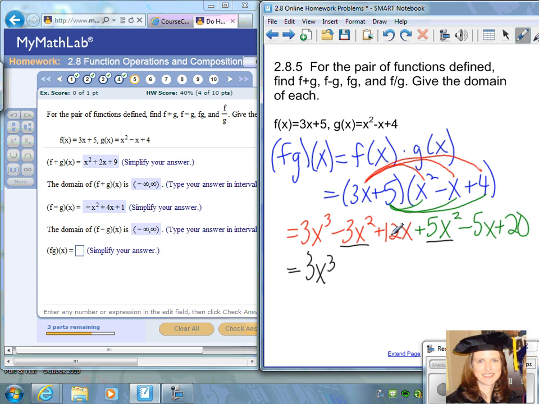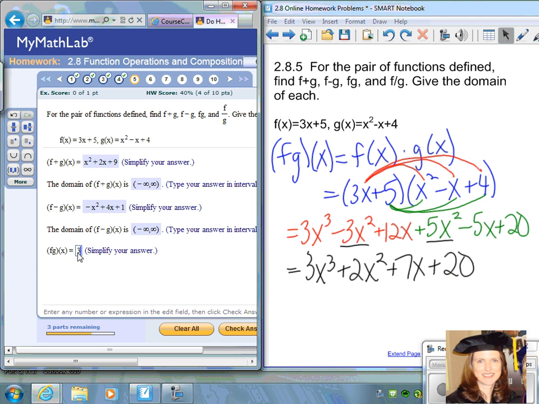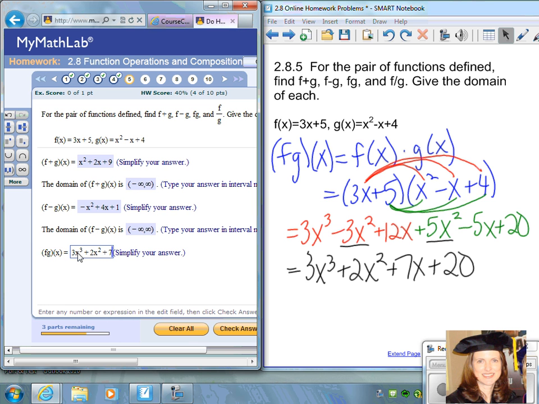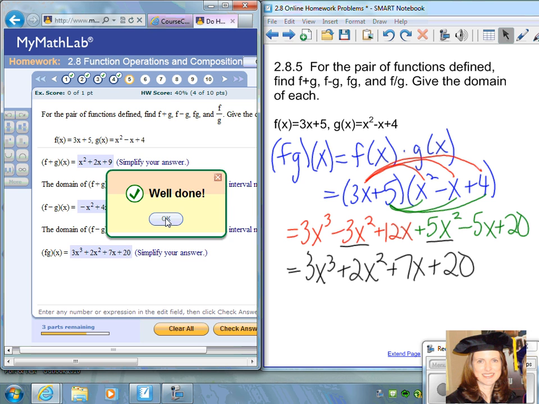We're going to combine like terms to get 3x to the third, and then the two terms that have an x squared in them, negative 3x squared and a positive 5x squared, is a positive 2x squared. The 12x and minus 5x is plus 7x, and then plus 20. 3x to the third plus 2x to the second power plus 7x plus 20 is our answer.